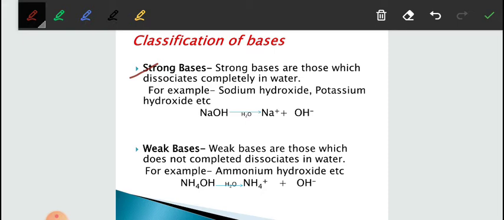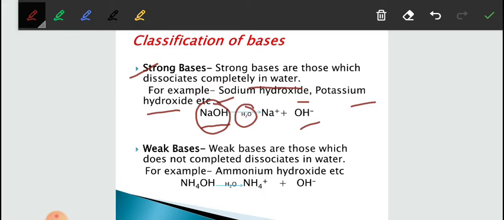Strong bases are those which dissociate completely in water. For example, sodium hydroxide, potassium hydroxide, etc. I'm going to show you one reaction, that is when NaOH, sodium hydroxide, is added in water, it will liberate Na positive and OH negative ions.